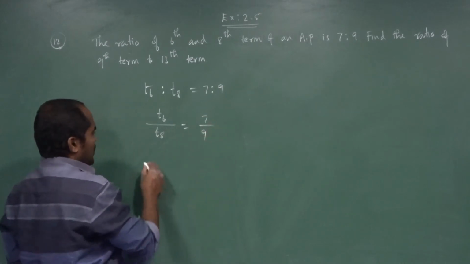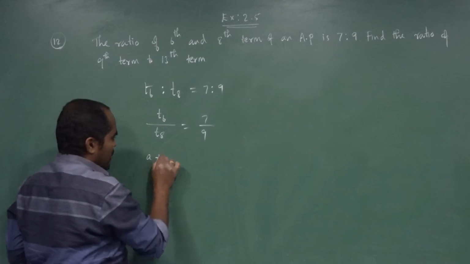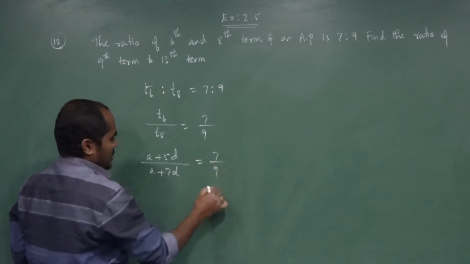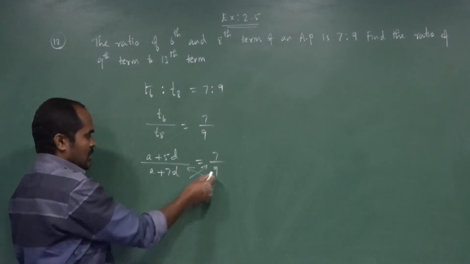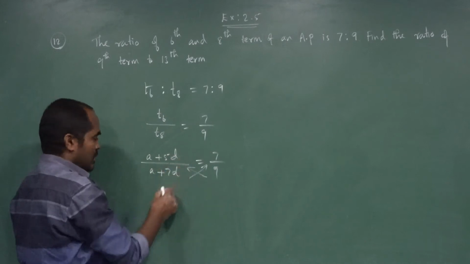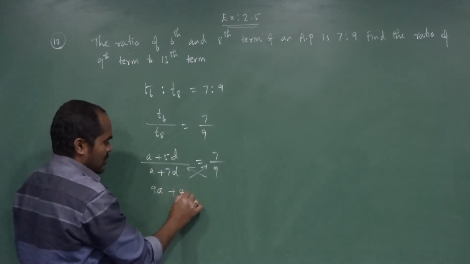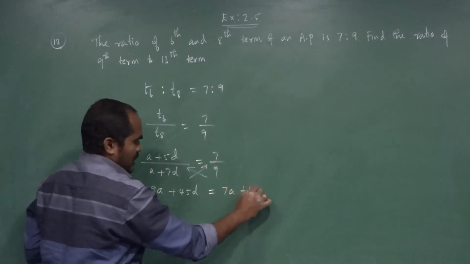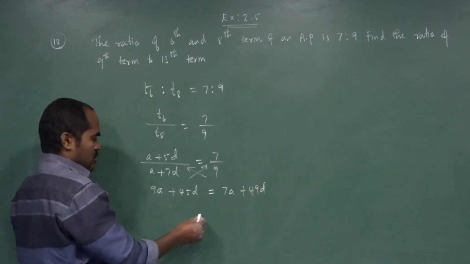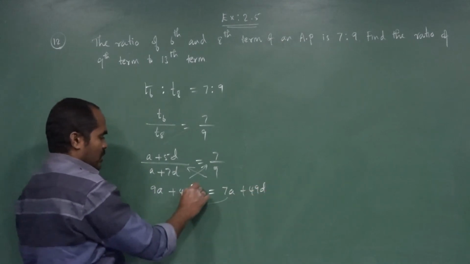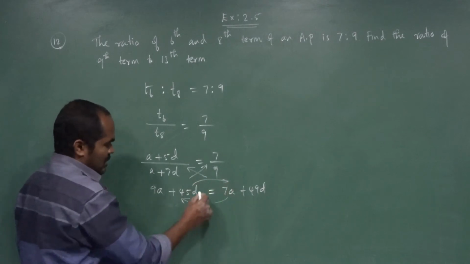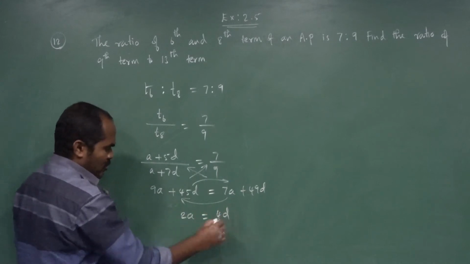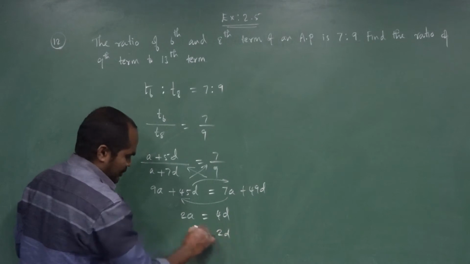That is fraction form. T6 means A plus 5D by A plus 7D is equal to 7 by 9. So cross multiply this, we get 9 into A, 9 into 5D, that is 9A plus 45D is equal to 7 into A, 7A plus 49D. So collect like terms one side, 7A becomes minus 7, 45D transfer that side, it is minus 45. So 2A is equal to 4D. Divide by 2 on both sides, A is equal to 2D.